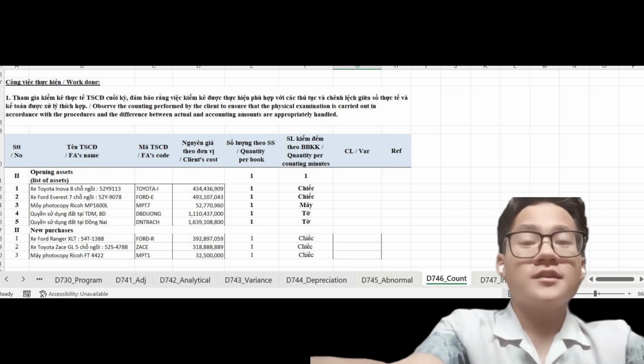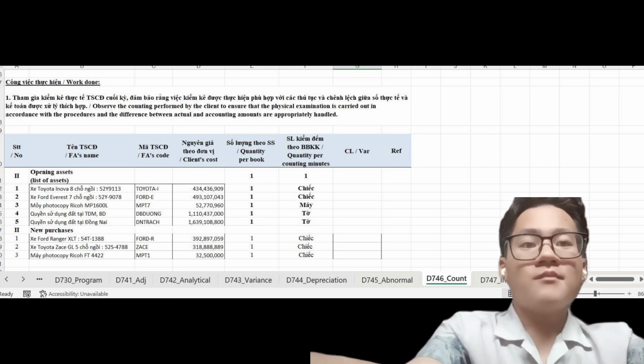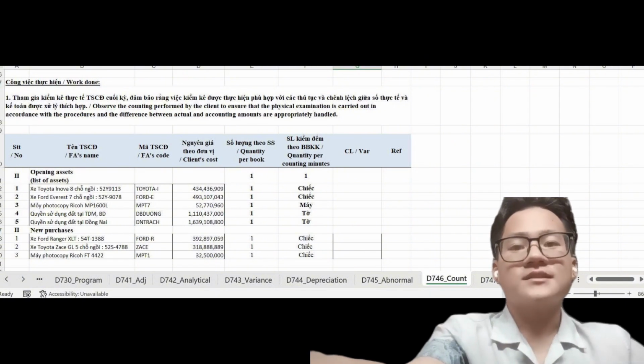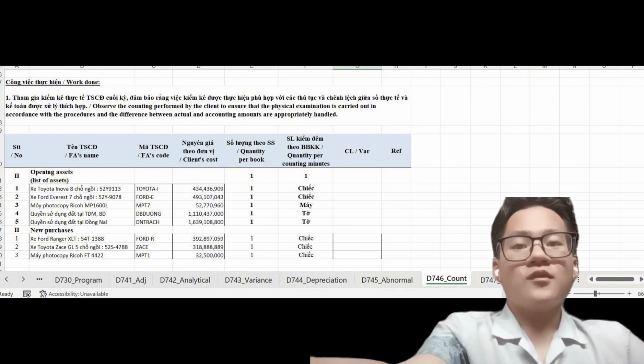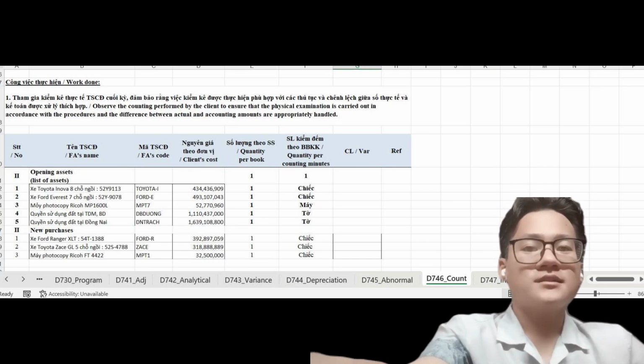What did we find? Sheet D746 includes assets like a Toyota Innova, A-Sitter, book value recorded quantity 1, counted quantity 1, and a land use right in Đồng Nai, book value recorded quantity 1 and counted quantity 1. Key takeaway: there was no difference, everything lined up perfectly. Why does it matter? It shows the company records are accurate. You can trust that the car, land and equipment they list are really there.